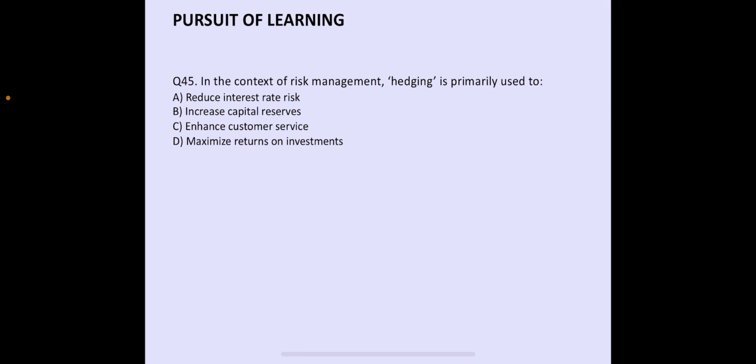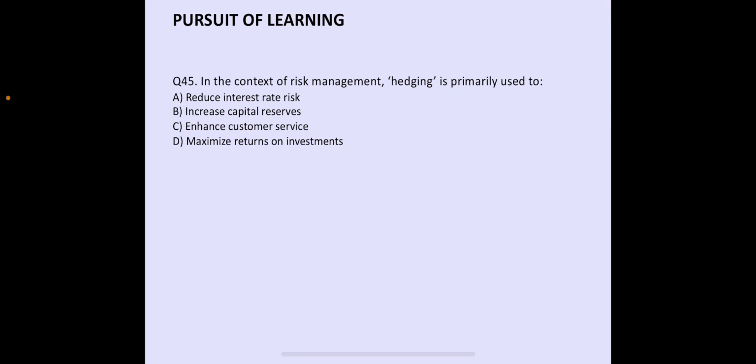Next question is, in the context of risk management, hedging is primarily used to: A, reduce interest rate risk, B, increase capital reserve, C, enhance customer service, D, maximize returns on investments. So the correct answer is option A, reduce interest rate risk.